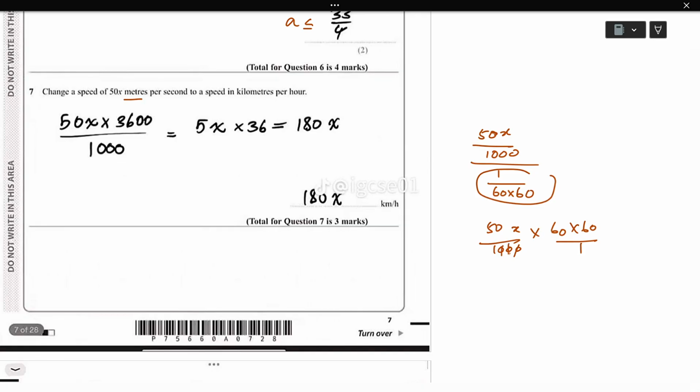So this is 3 zeros, 3 zeros gone. So which is 6 times 6, 36, 36 times 5x, which is 180x. So that's the answer, 180x.